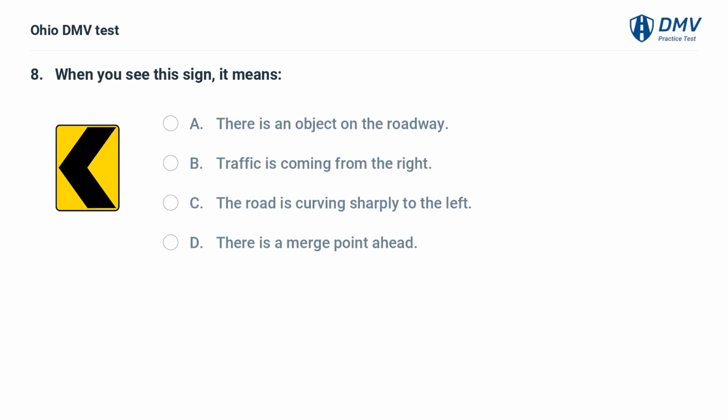When you see this sign, it means A. There is an object on the roadway. B. Traffic is coming from the right. C. The road is curving sharply to the left. D. There is a merge point ahead.